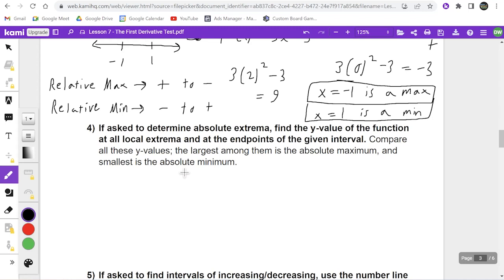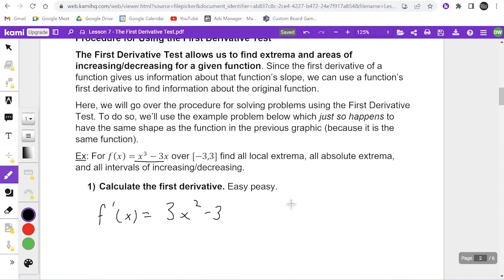You don't make a number line test for absolute extrema. I repeat, you do not make a number line for absolute extrema. Instead, you look at your critical points and your bounds. You take your critical points, which, remember, we said was x equals negative 1 and positive 1. And then you take your bounds, which I said earlier. The bounds were, right here, negative 3 to positive 3.